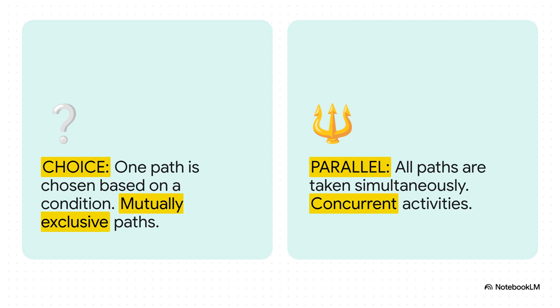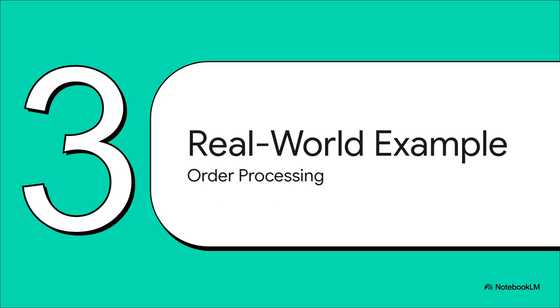Think about it like ordering food. A decision is, do I want fries or onion rings? You pick one. A fork is like saying, I'll have a burger and fries and a milkshake. You get them all at the same time. Okay, choice versus parallel. Got it. So the little pieces make sense on their own, but I really need to see how they all fit together. Can we walk through like a real-world business example or something?